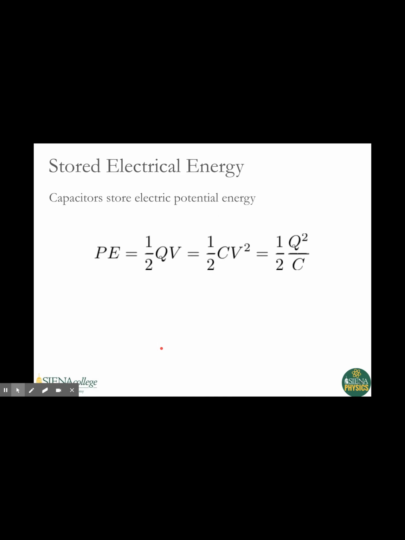So what about stored electrical potential energy? Capacitors store electric potential energy, and we can use any one of these equations: 1/2 Q times V, so 1/2 the charge times the potential, 1/2 the capacitance times the potential squared, or 1/2 the charge squared over the capacitance. You can use any of those equations. And that's all we have.